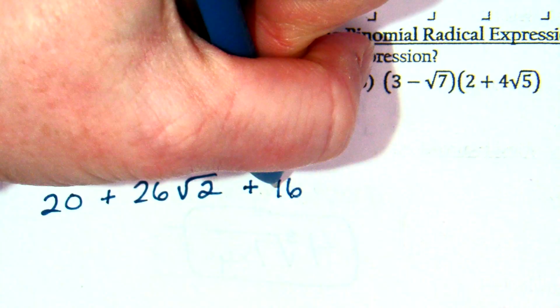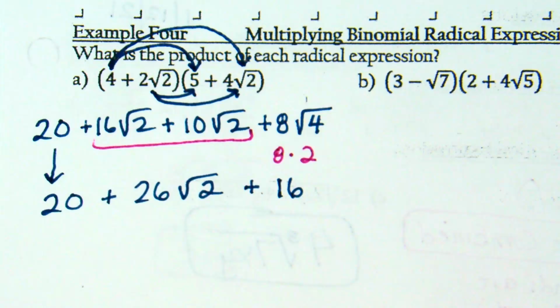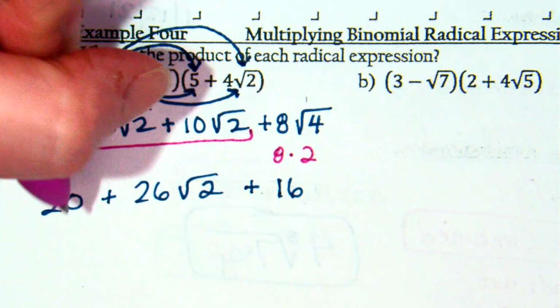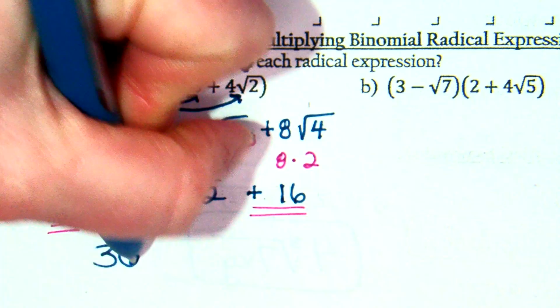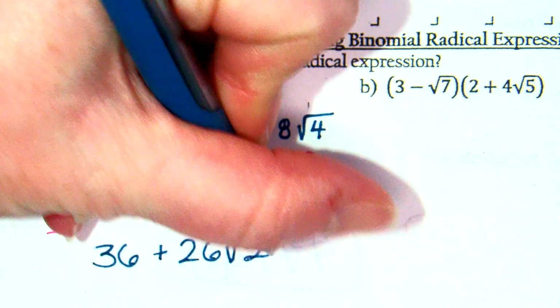Am I done? Can I box my answer and move on? No, because 20 and 16 are like terms. They're just constants. 20 plus 16 is 36. Still plus 26 square root of 2.